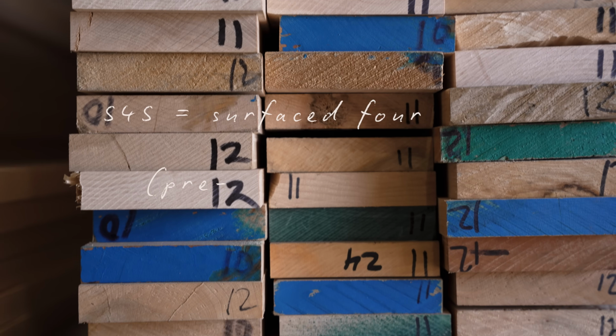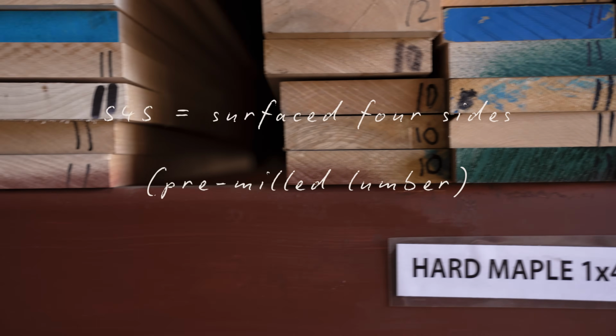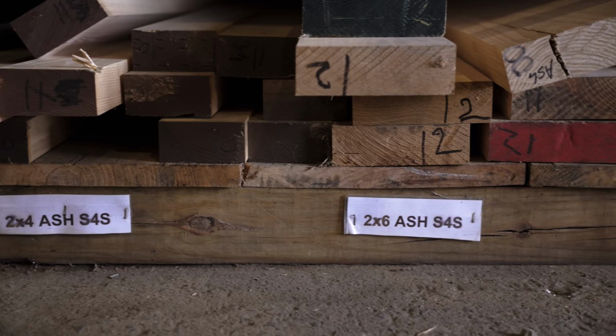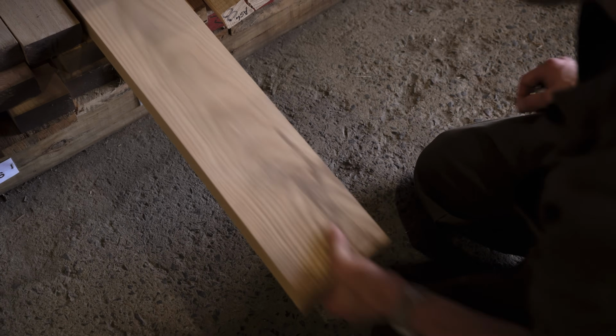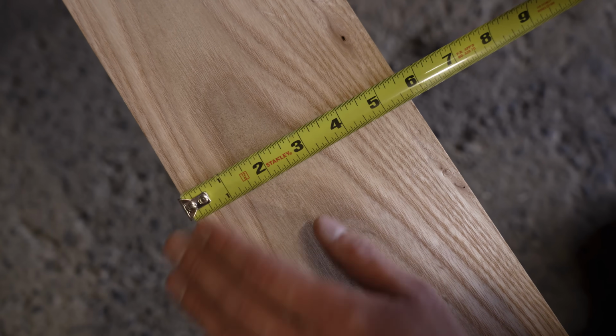S4S means surfaced four sides. More expensive, but useful if you don't have milling machines. It's sold as nominal measurements, 1x4, 2x6, etc. But the actual measurements are slightly less because it's milled square, so be sure and pay attention to that before buying.